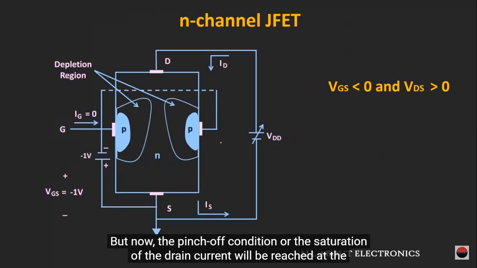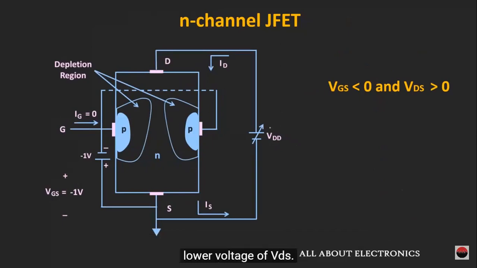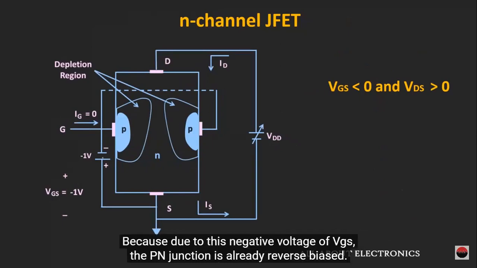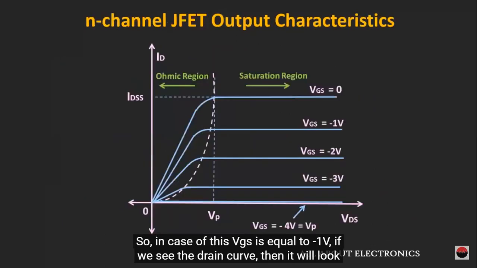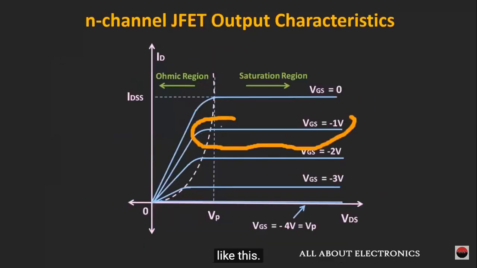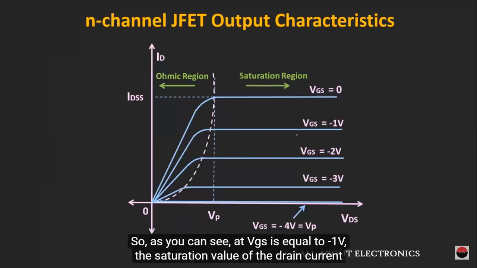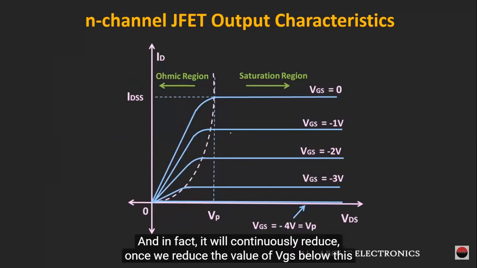But now the pinch-off condition, or the saturation of the drain current, will be reached at a lower voltage of VDS, because due to this negative voltage of VGS, the PN junction is already reverse biased. So in case of VGS equal to -1 volt, if we see the drain curve, then it will look like this. As you can see, at VGS equal to -1 volt, the saturation value of the drain current has been reduced.